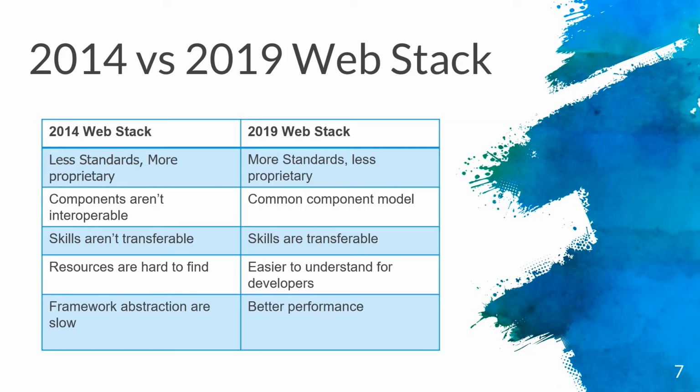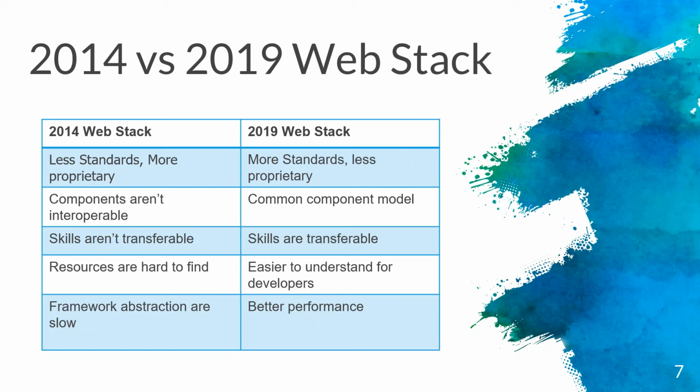In the 2014 web stack, framework abstractions are slow because your web engine has to understand your component, and for that purpose it has to download the JavaScript library, then parse it, then compile it, then spit out the DOM objects and CSS boxes, and then finally it renders your component, and all this is a synchronous process. In the 2019 web stack, we get better performance because most of the key elements are now part of the web standard, which means they can be directly understood by the web engine or your web browser.